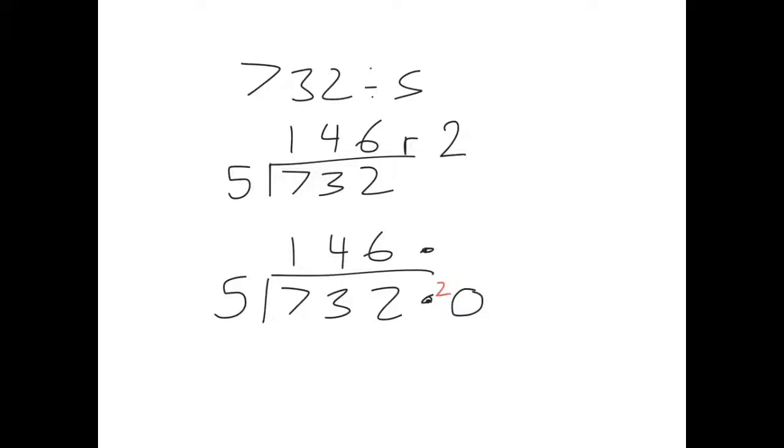Again we use our knowledge of the 5 times table. So we've got 5, 10, 15, 20. Oh, hold on, look at that. We've got it bang on. So we don't have any remainders this time. We've done 5 times 4, which means, as a decimal, our answer is 146.4, or 146 remainder 2.